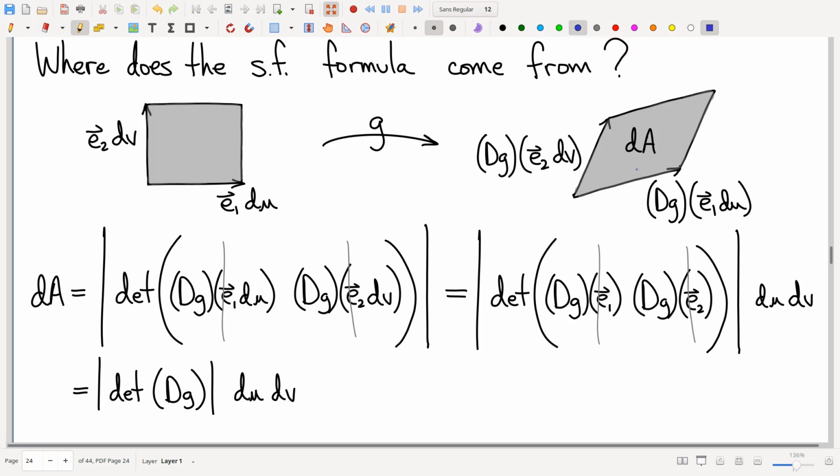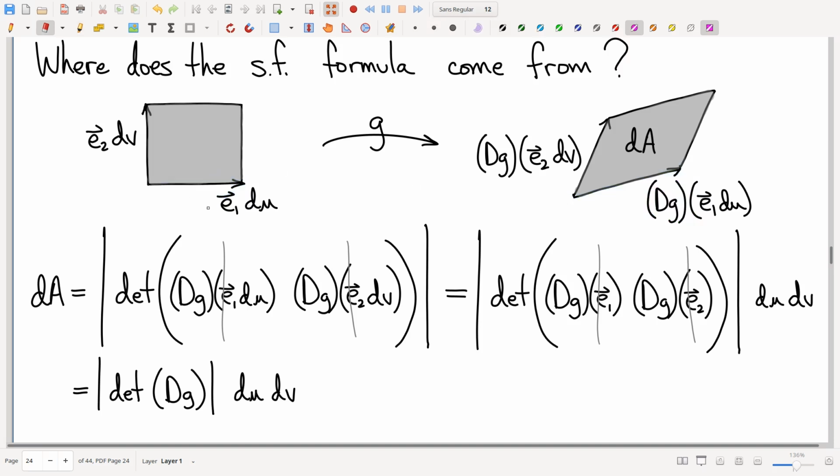As I'm trying to compute this area on the right, I need to understand that vector. That's just the image of this vector. And the way you relate input changes to output changes is by the derivative matrix. There's our derivative matrix right there. That's what we do to the input vector to get the output vector.